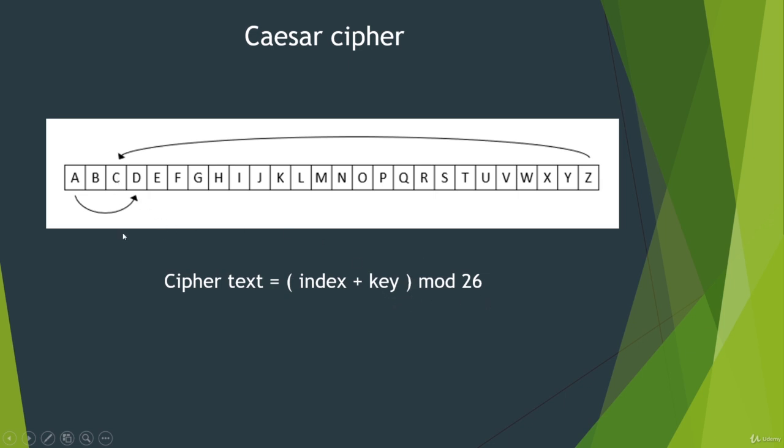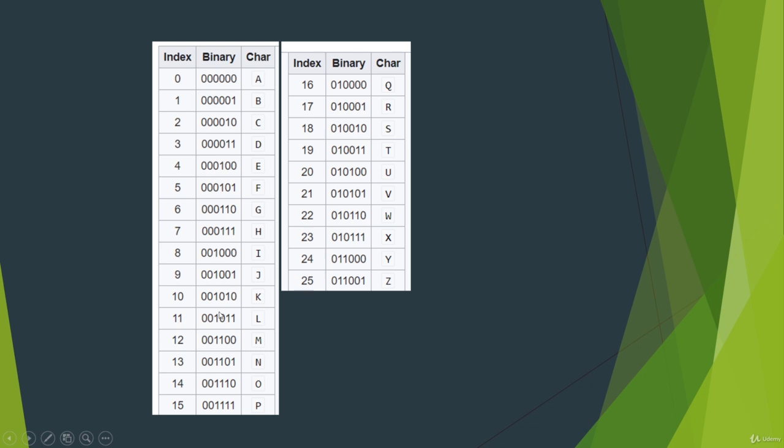So first we take the index of the character in the plain text, and we manually determine some key. Then we add that index and key, and then we modular divide with 26, so that the cipher text will be only in this range. Let's take a look at this example. This is the table: 0 contains A, 1 is B, 2 is C, and so on up to 25, which means Z.